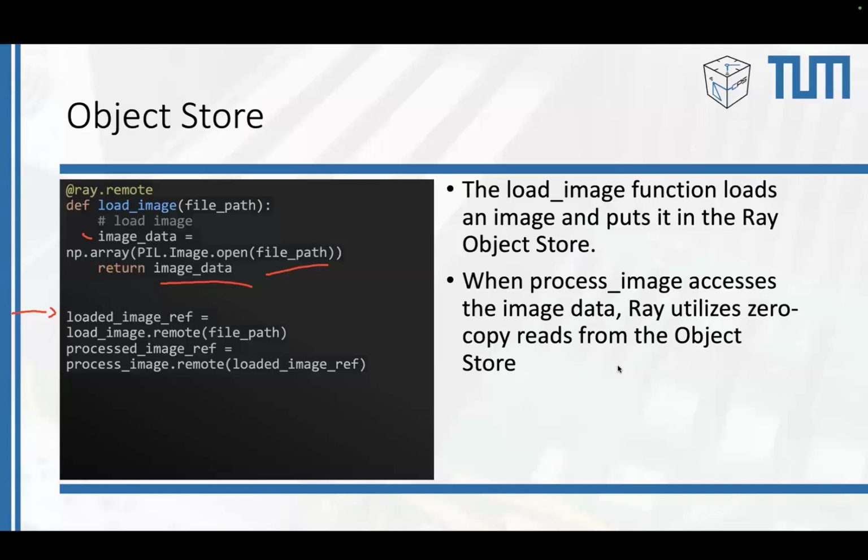So if you have a process image method, which is not here because of space, that uses this image to do stuff, this will read directly in the shared memory, right? And you call it then just like this: process image, again, remote, and you pass the reference, right? So in this case, I'm not passing the data, I'm passing the future of the data. And Ray knows what to do with it.